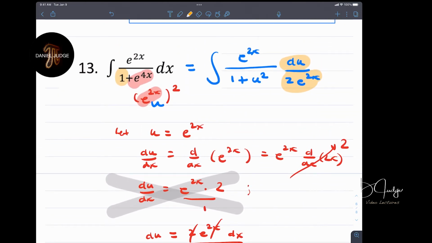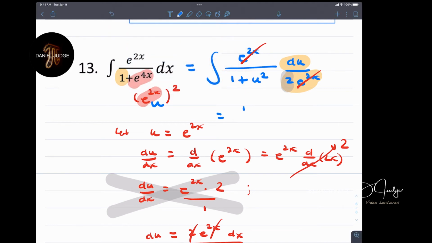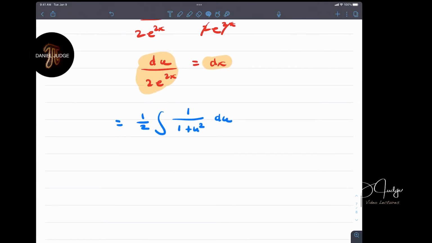All right, so now your cancellation. If you notice here, what goes away is that e to the 2x. The constant of 2 is still here, so we get to pull that 2 out. So 1/2, 1 over 1 plus u squared du. I'm going to copy all of that, or at least move it down maybe. Okay. There we go.